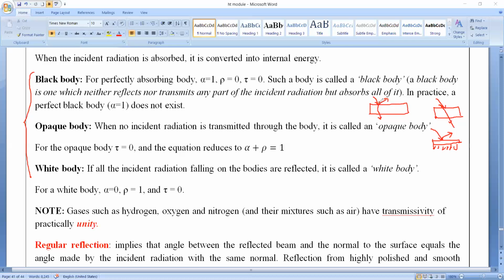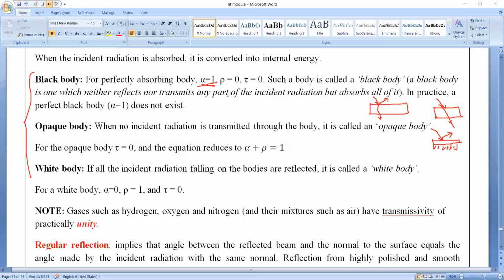So all the radiations will be absorbed, and typically the condition for a black body is mandatorily alpha equals 1, reflectivity rho equals 0, and transmissivity tau equals 0. Sometimes in competitive exams they will ask which condition is true for a black body. So they will give alpha equals 1, rho equals 0, tau equals 0 in the first option.